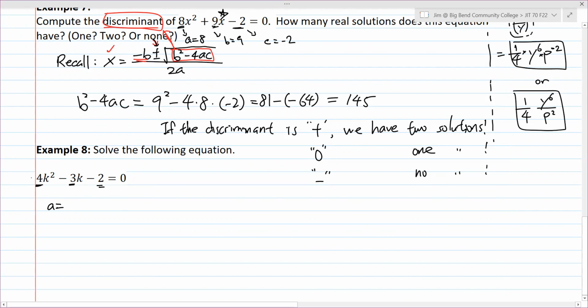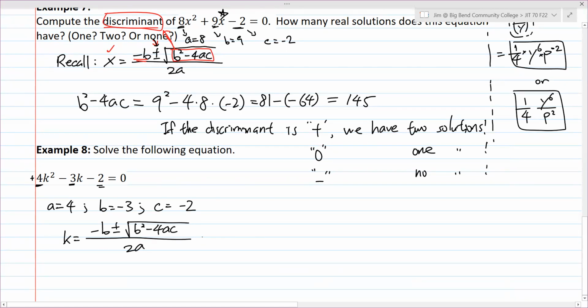A is positive 4 before the k squared term. So we have a equals 4. And then we have minus 3k. So that means the b term will be negative 3. And then the c term will be negative 2 instead. All right. This is the way we set up the quadratic formula. The variable can be solved by negative b plus minus the square root. So inside the square root portion, we have b squared minus 4ac over 2a.